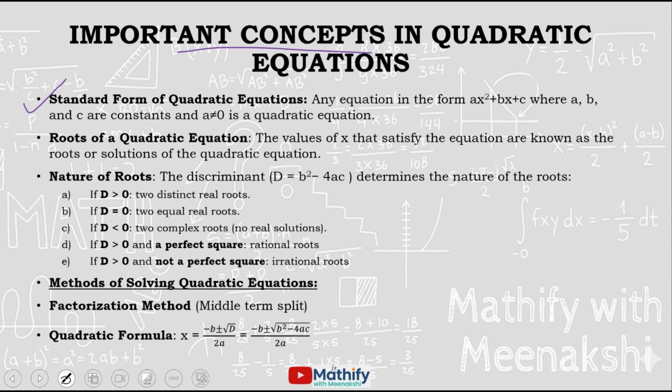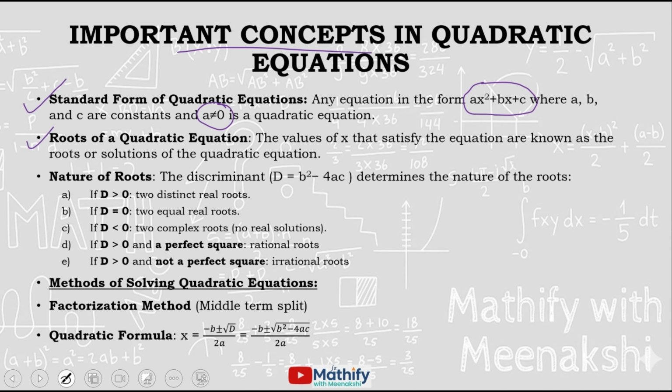First, standard form of quadratic equation. What is standard form? The equation in the form ax square plus bx plus c, where a, b, and c are constants, but a is not equal to 0, because if a is 0, then this equation becomes a linear equation. So you have to be very careful that the coefficient of x square can't be equal to 0.